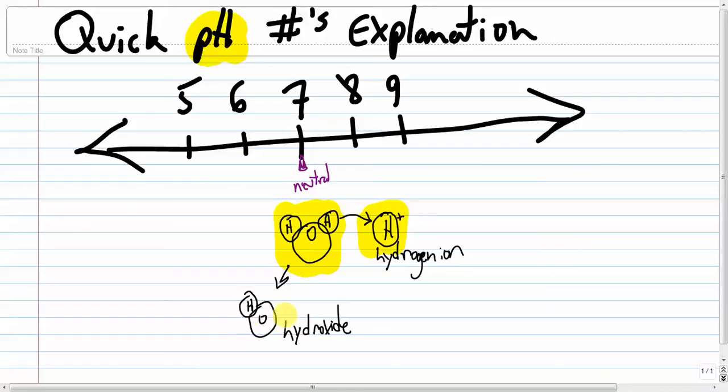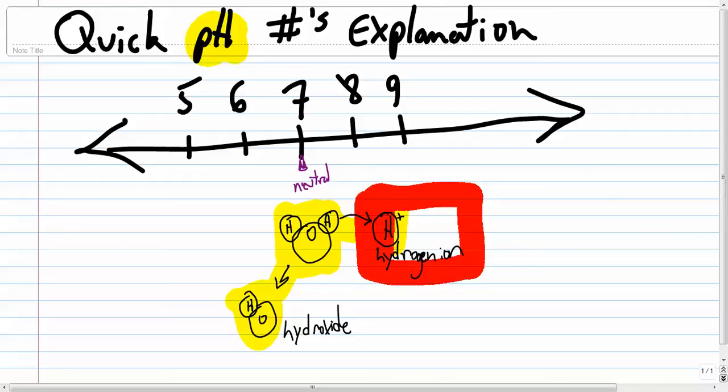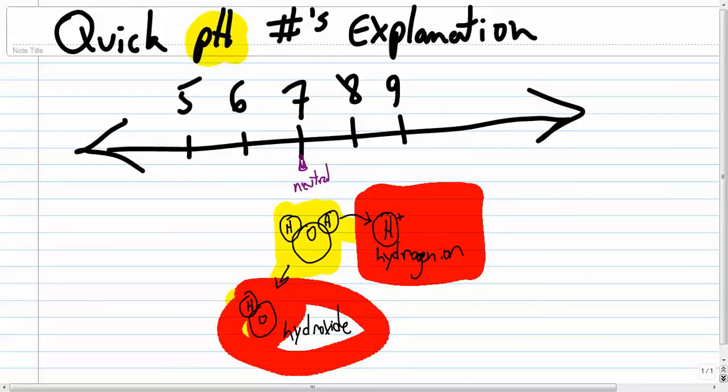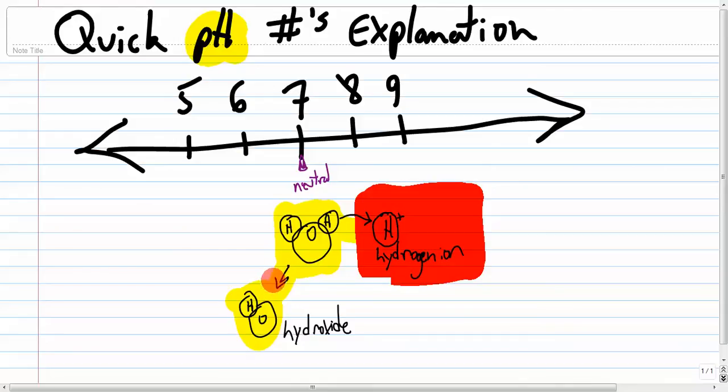And so that's what this is all about. The pH scale is all about these things. And specifically, the pH scale talks about this one right here, the hydrogen ion. There's another scale that deals with the hydroxide ions, but I've never seen anybody use that. And that doesn't mean nobody does, but I've never seen it.